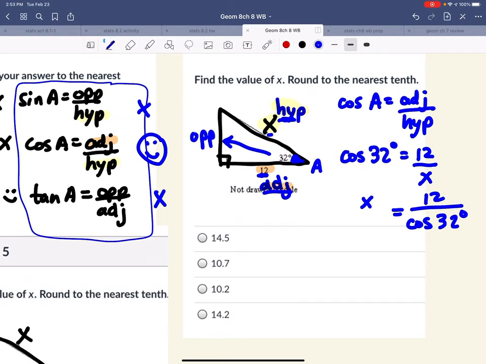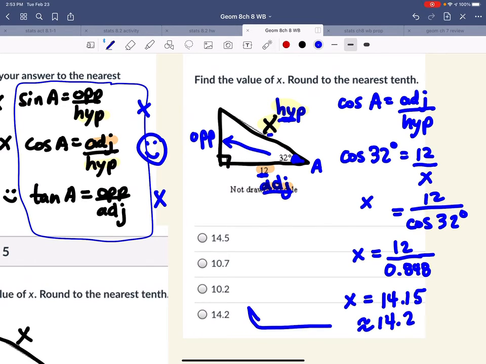Fun, right? And I just have to know, okay, well, 12 divided by what? What is the cosine of 32? So let's type 32 cosine, and I get the number 0.848. So that's probably good enough. What is 12 divided by that number? And I get 14.15. Ooh, that'd round to 14.2.